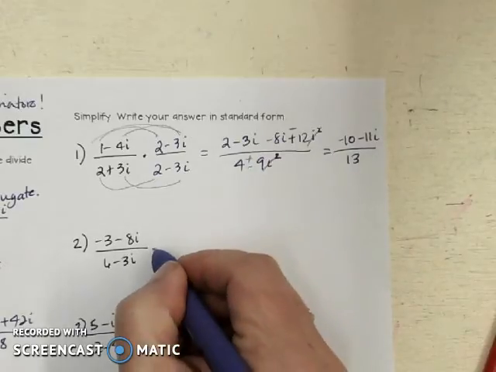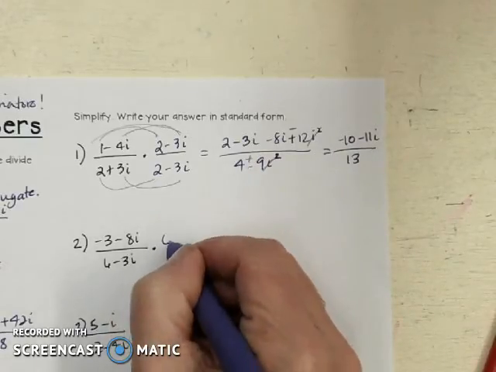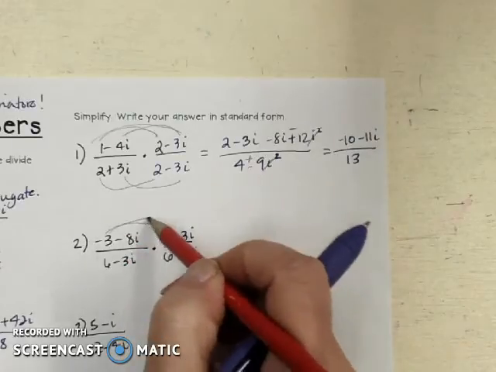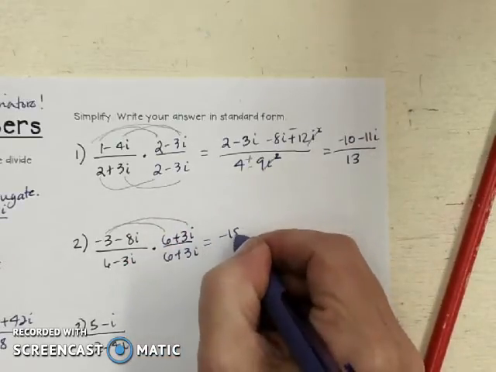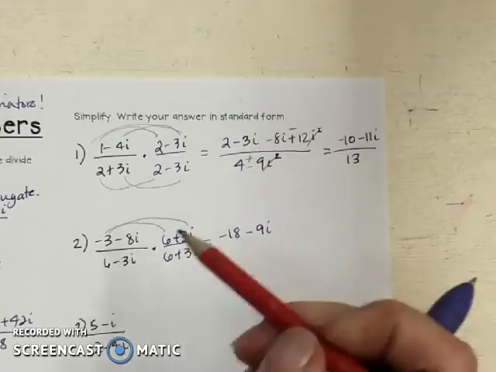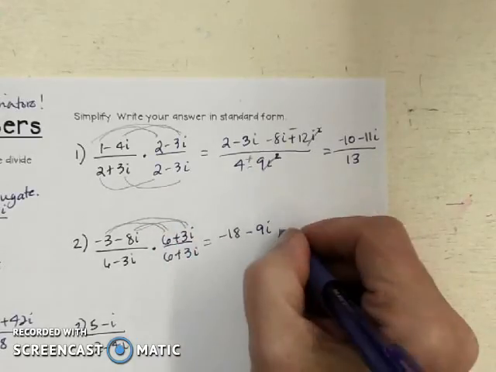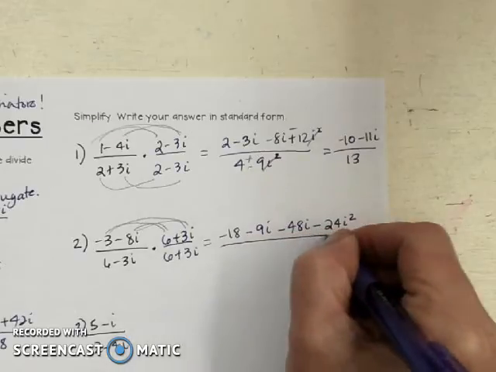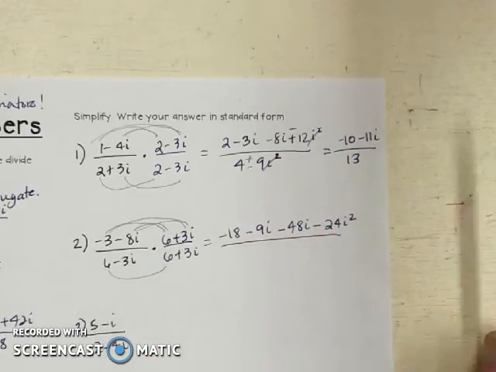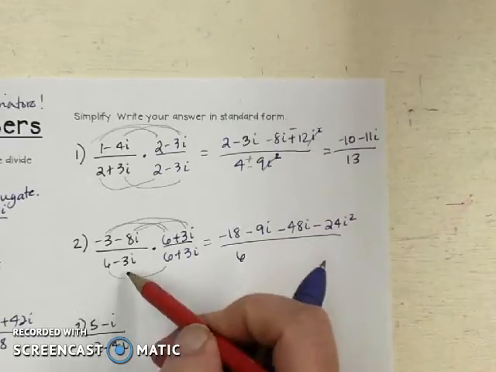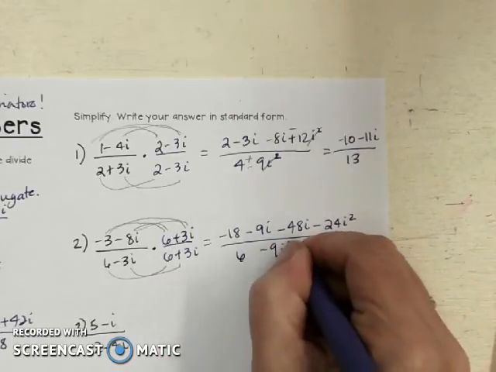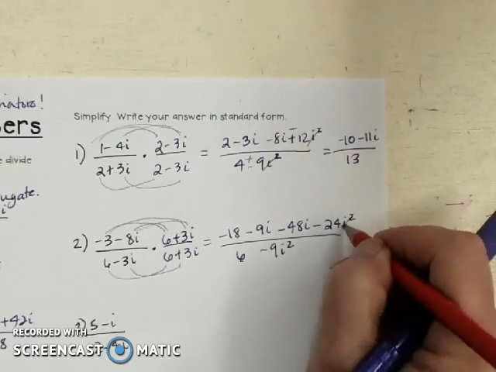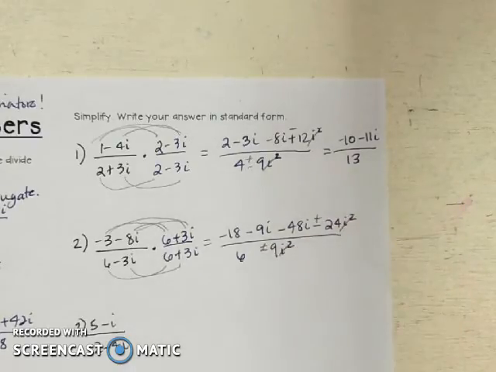Number 2, I'm going to multiply by the complex conjugate of my denominator, which is 6 plus 3i. And you do the same thing. Distributive property here. Distributive property here. In my denominator, all you got to do is multiply the first two together and the last two together, because the 18i and the negative 18i are going to give me 0. So now I've got some i squareds that are going to change some signs for me, and I can combine like terms.